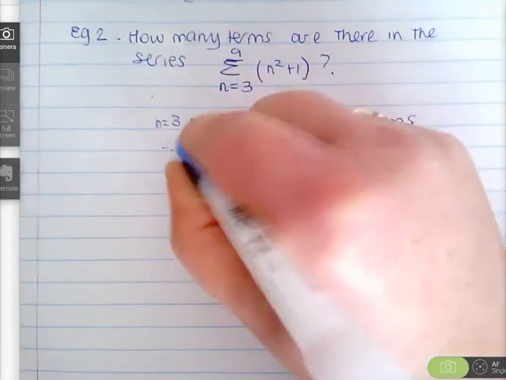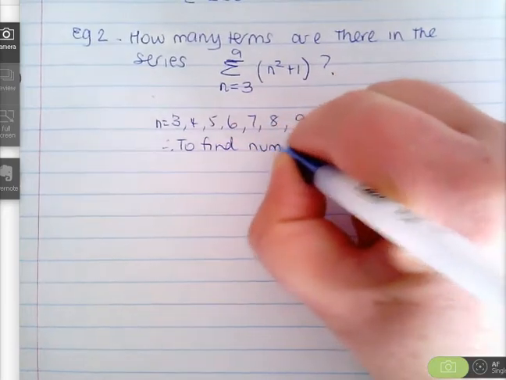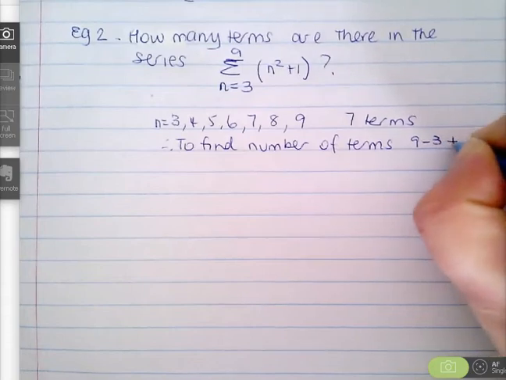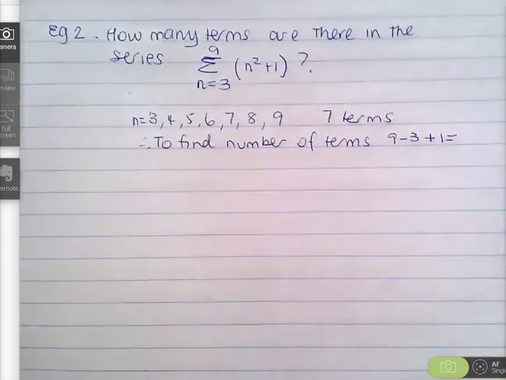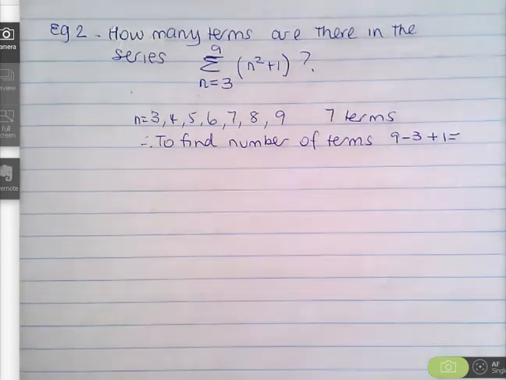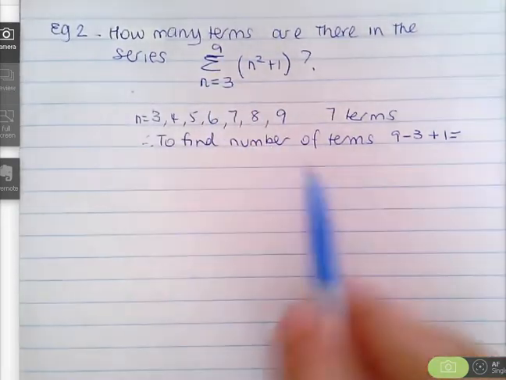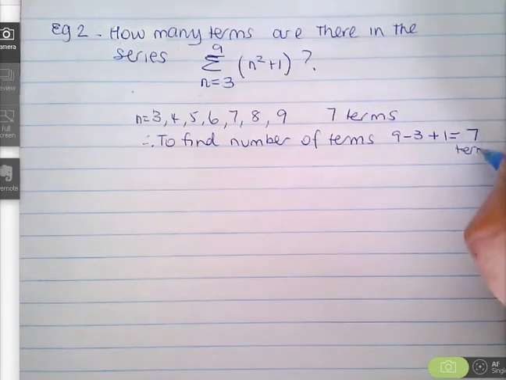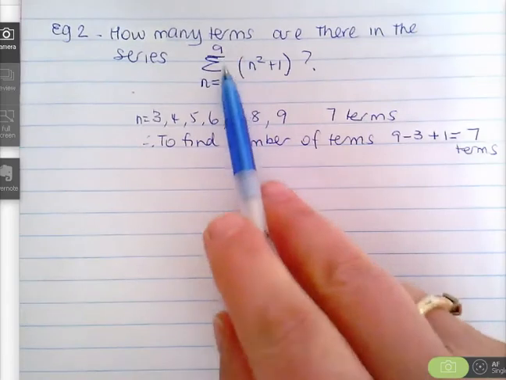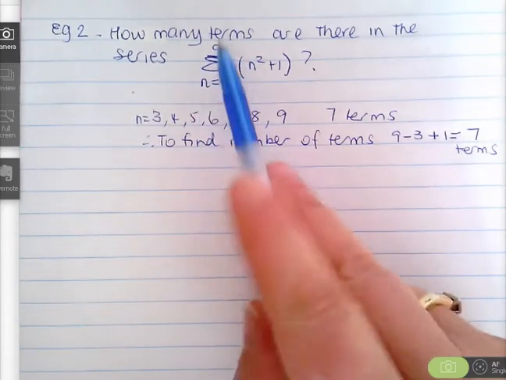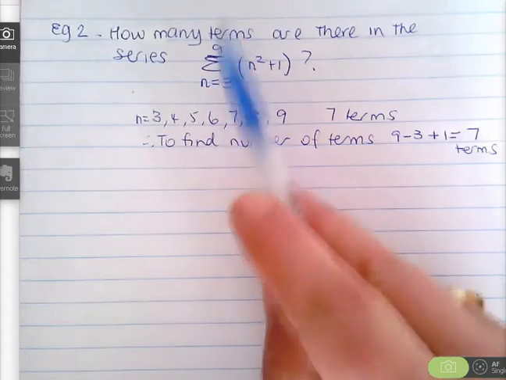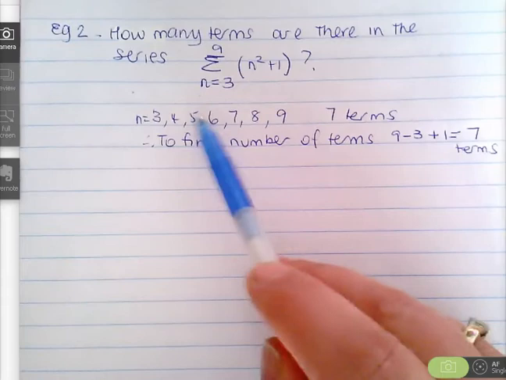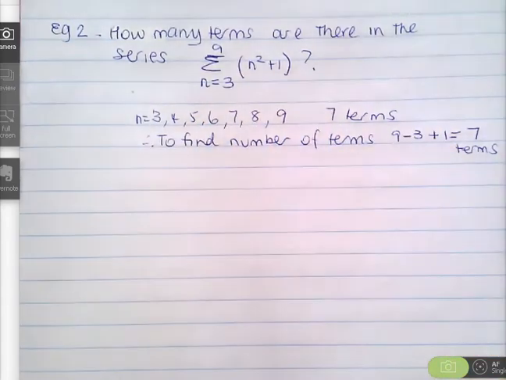So to find the number of terms, you would do 9 minus 3 plus 1. See, if you just do 9 minus 3, it's just the difference between 9 and 3. But if you want to count both the 9 and the 3, you need to do 9 minus 3 plus 1, which is 7 terms. So please be careful with that. Often the series might have a lot more terms than 7. With this, I was able to count those like that. n is 3, 4, 5, 6, 7, 8, 9. You can clearly see there's 7 terms.